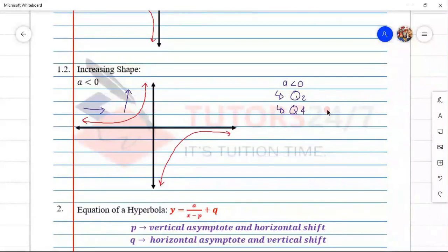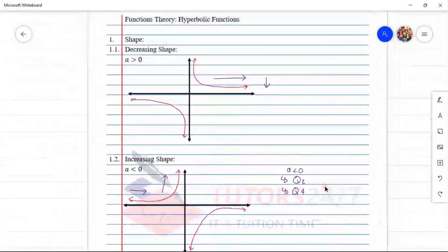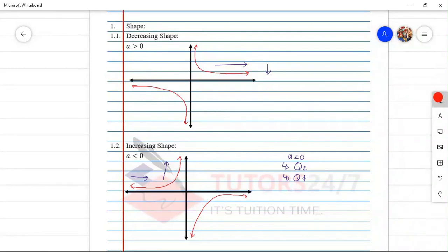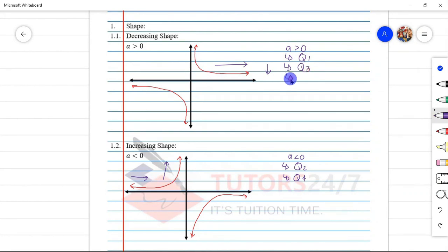Let's zoom out for a moment and have a look at the difference between the two shapes. To quickly recap, whenever a is greater than 0, we have quadrant 1 and quadrant 3, and our function is a decreasing function. Whenever a is less than 0, whenever a is negative, we have our function in quadrant 2 and quadrant 4, and our function is an increasing function.